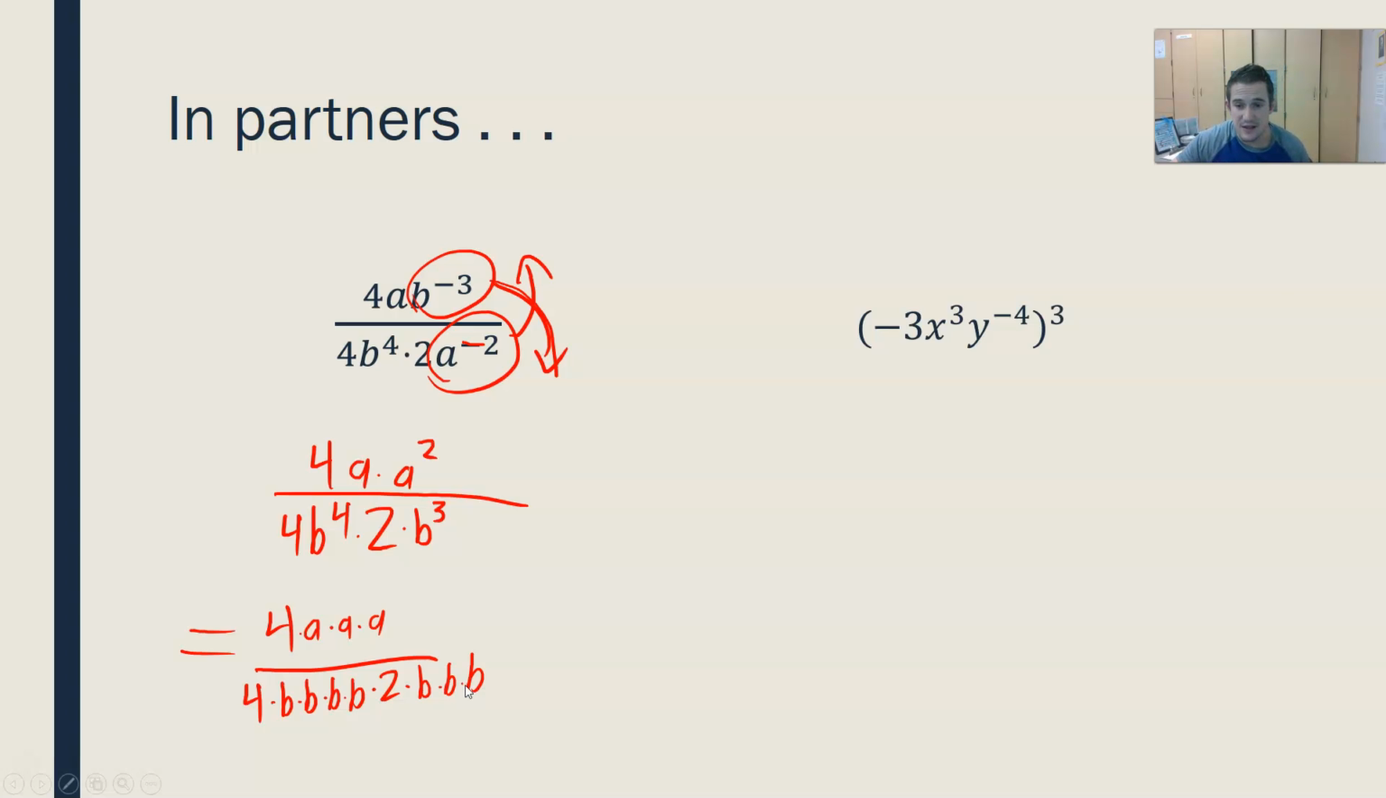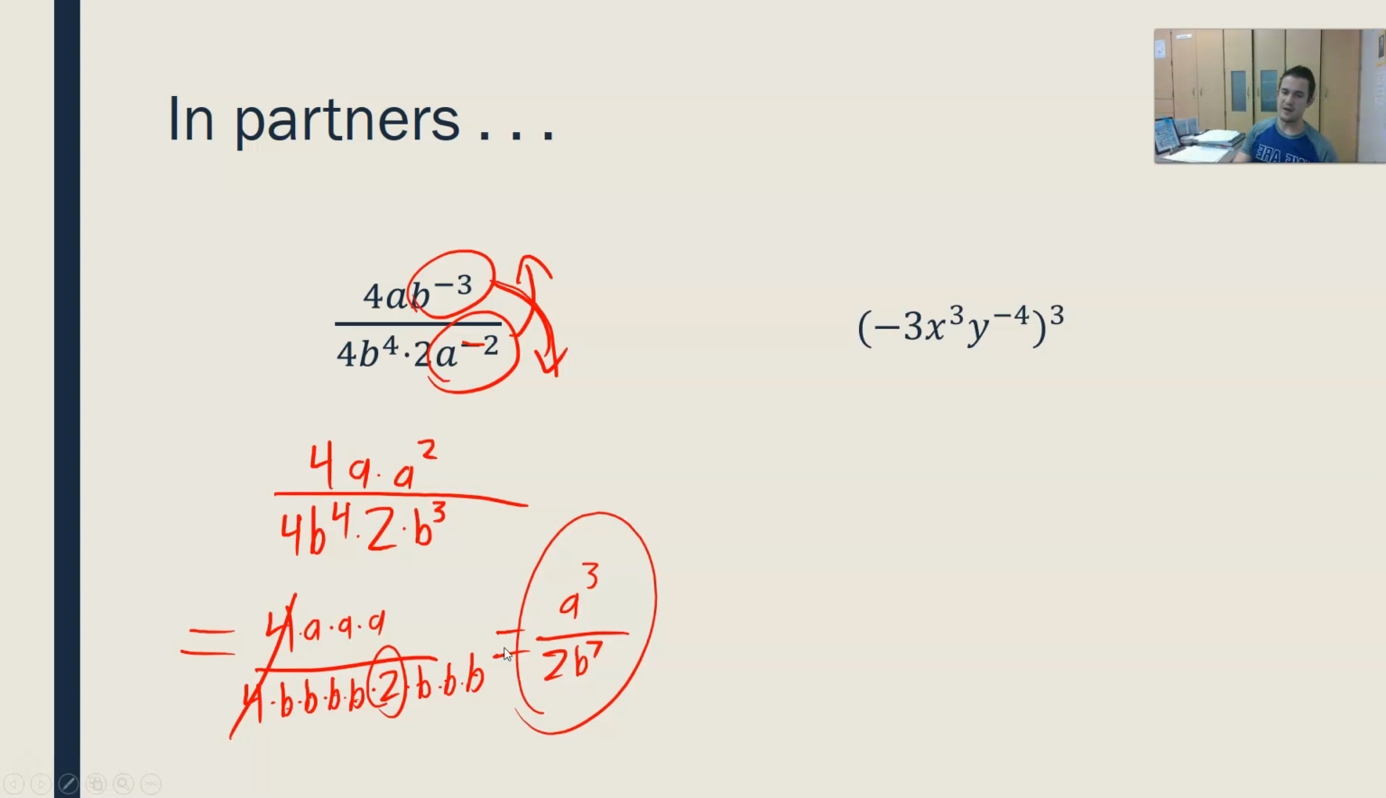Anything that can cancel out in the top and in the bottom? The 4's can. Nothing else can. So I'm left with a cubed on the top. On the bottom, I have a 2, and then 1, 2, 3, 4, 5, 6, 7 b's. So my final answer would be a to the 3rd over 2 times b to the 7th.